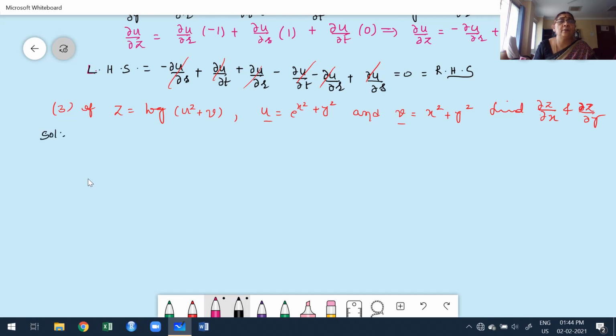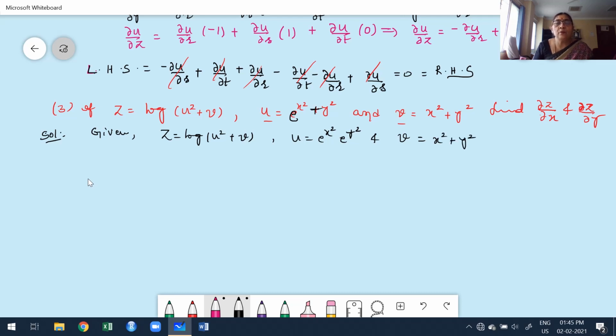What are the values given? Given z equals log of (u square plus v). And u is nothing but e power of (x square plus y square), which can also be written as e power of x square into e power of y square. Bases are the same, add up their indices, we get the same thing. And v is x square plus y square.